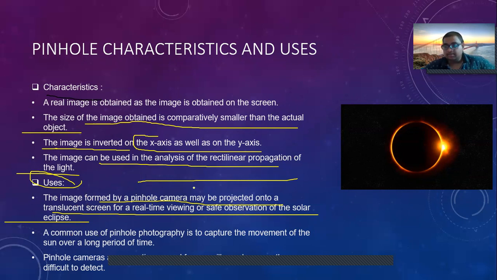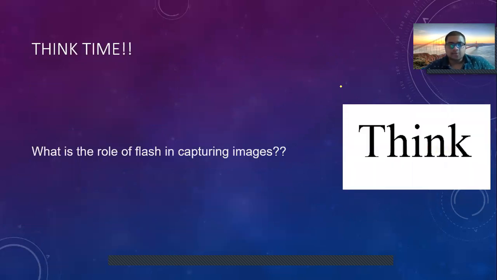you should take many precautions before watching any type of eclipse. A common use of pinhole photography is to capture the movement of the sun over a long period of time. And pinholes are used for surveillance because they are difficult to detect. Pinhole cameras, yes, are very difficult to detect. Why? Because there is a very small opening, a small hole, and you cannot detect a small hole very easily. Okay, that's why.